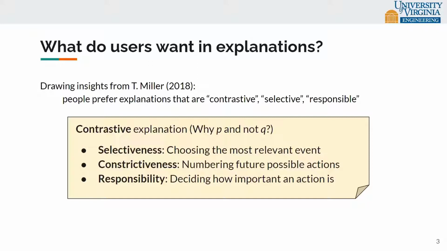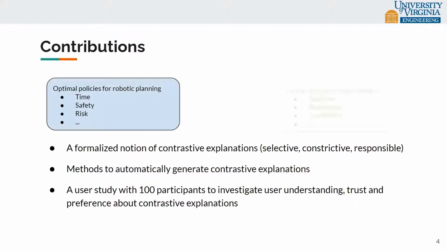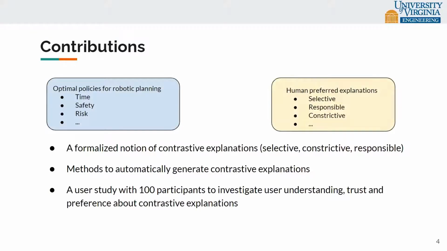We also incorporated other concepts like selectiveness, which is about choosing the most relevant events, constrictiveness, which is about enumerating future possible actions and flexibility, and responsibility, which is about deciding how important an action is compared to its alternatives. We can see now we have knowledge about a robotic system and the human preferred factors, but how do we link them with appropriate explanations?